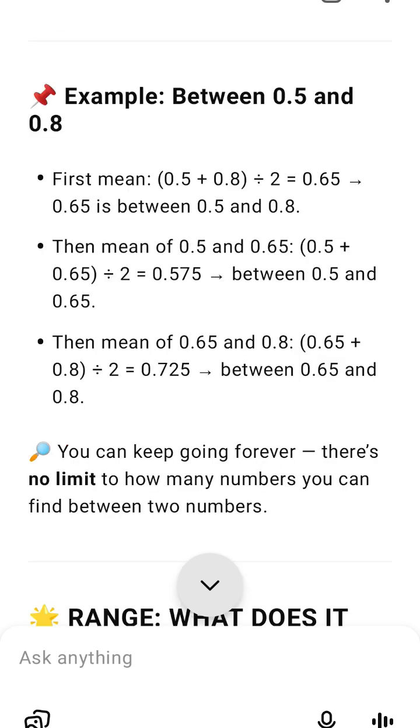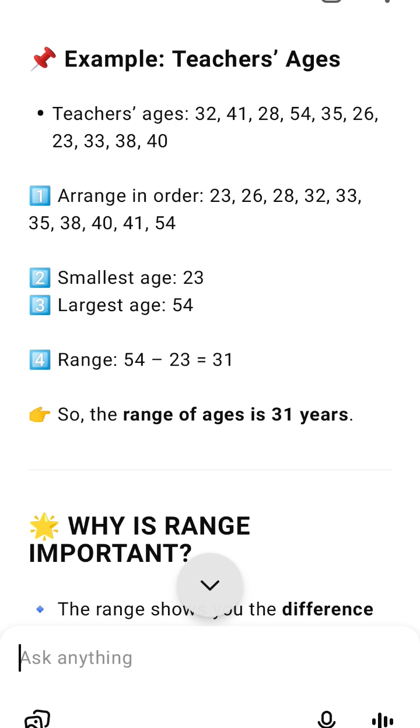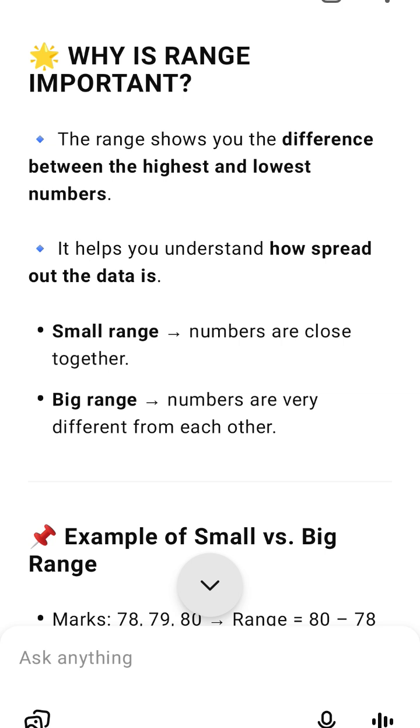Big ideas to remember: the mean is between the smallest and largest numbers. By finding means again and again, you can find infinite numbers between 2 numbers. The range shows how spread out the numbers are. Mean and range together help you understand and compare data easily.